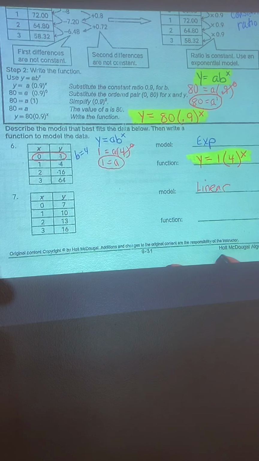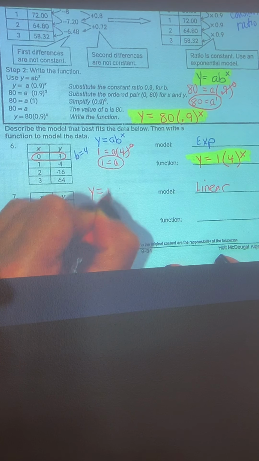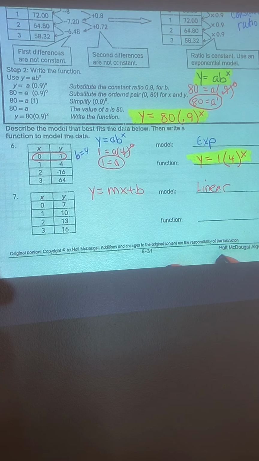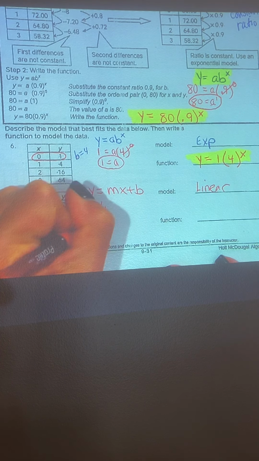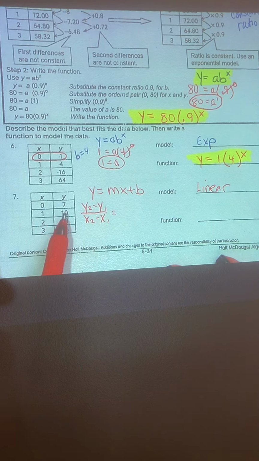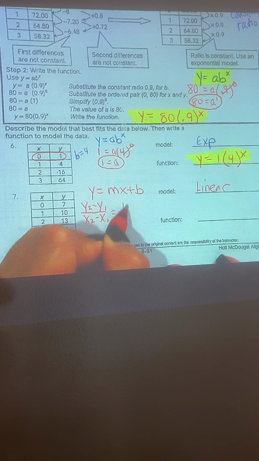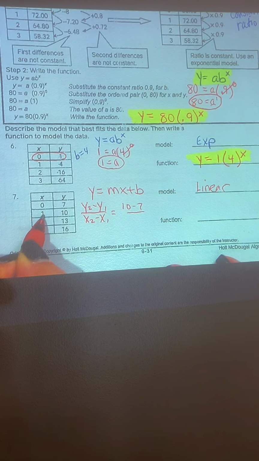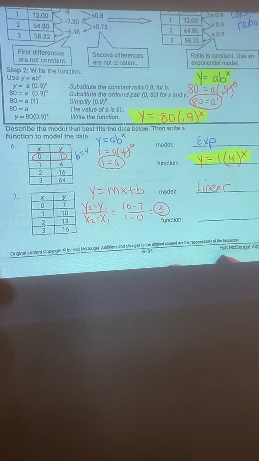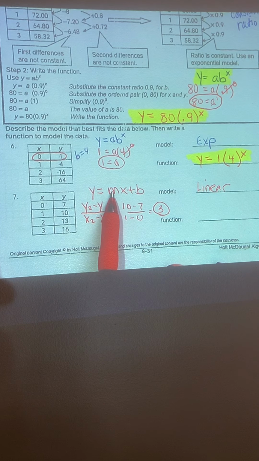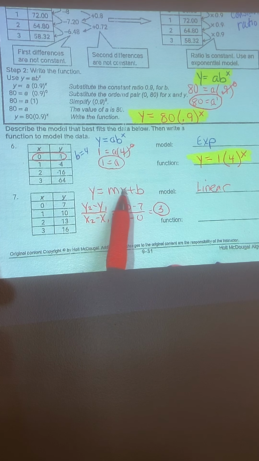If we look up at the top, linear means y equals mx plus b. All right, what's the first thing we need to figure out? The slope. How do we figure out the slope? Y2 minus y1 over x2 minus x1. I'm sure we'll remember that. Y2, 10, minus y1, 7, over x2 minus x1, which gives me 3. Okay, our slope is 3. Great. What am I missing? X and y and b.